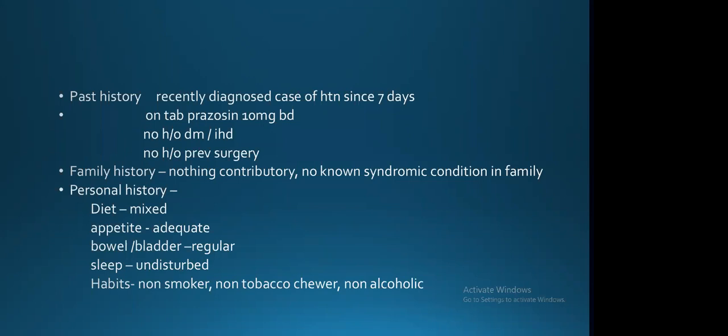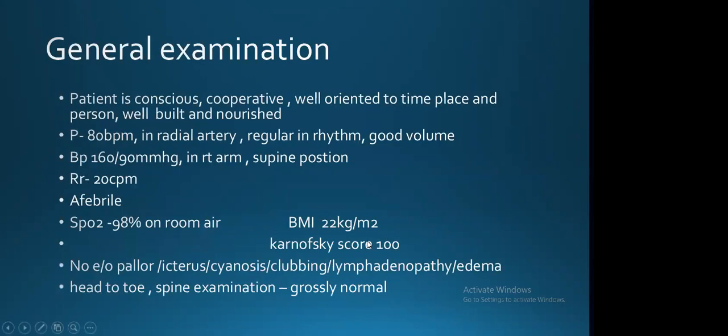Okay, Achin, go ahead. General examination: patient is conscious, cooperative, well-oriented to time, place, and person, well-built and nourished. Pulse is 80 beats per minute in the radial artery, regular in rhythm, good volume. Blood pressure is 160 by 90 in the right arm, supine position. Respiratory rate is 20 cycles per minute. Patient is afebrile. SpO2 is 98% on room air. BMI is 22 kg per meter square. Karnofsky score is 100. No evidence of pallor, icterus, cyanosis, clubbing, lymphadenopathy, edema. Head to toe examination and spine examination grossly normal.